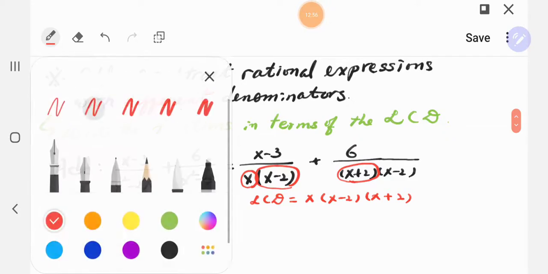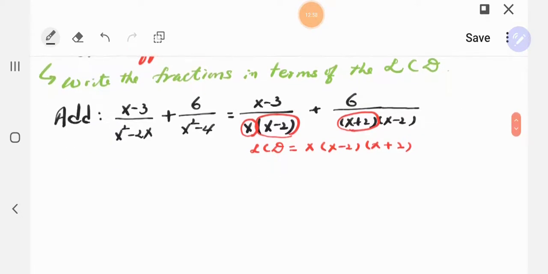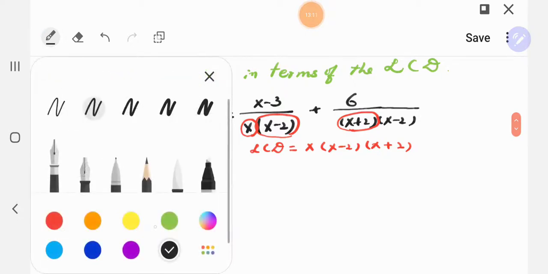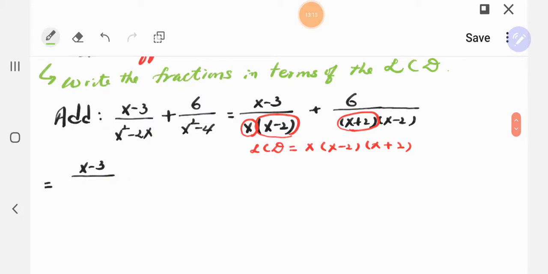So let's rewrite each fraction with the LCD. I'm going to rewrite x minus 3. This is important. Let me rewrite the denominator with the LCD. I'm going to write the LCD: x, x minus 2, x plus 2. Even the second part.